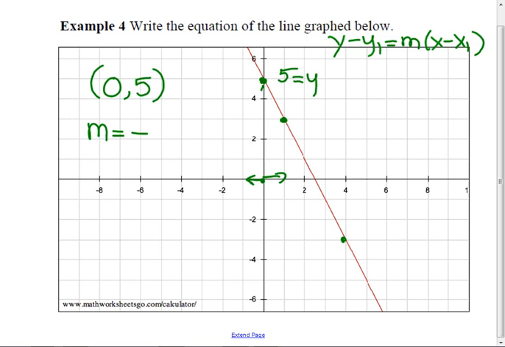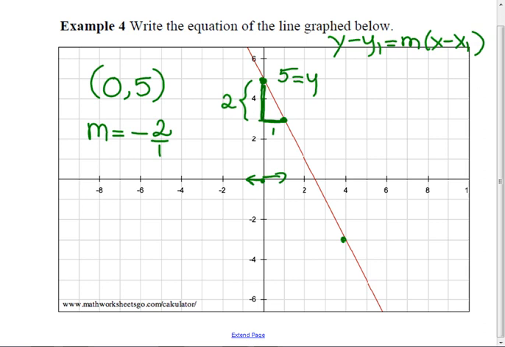It's negative. Now, what's wrong with counting? Counting's wonderful unless the numbers are not nice. These are nice numbers. So what is that, Keaton? Make your little triangle. What's the change in the x? What's this distance? 1. What's this distance? 2. So what's the slope? 2 over 1 or 1 over 2? 2 over 1. You can put the 1 in there or not. I don't care.